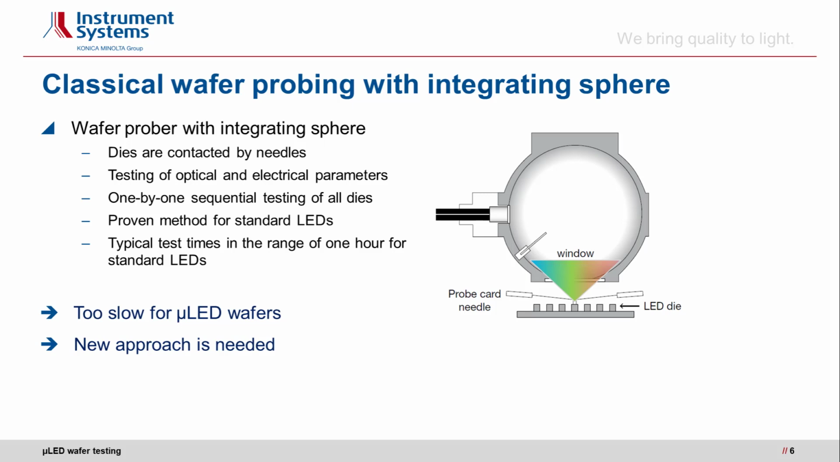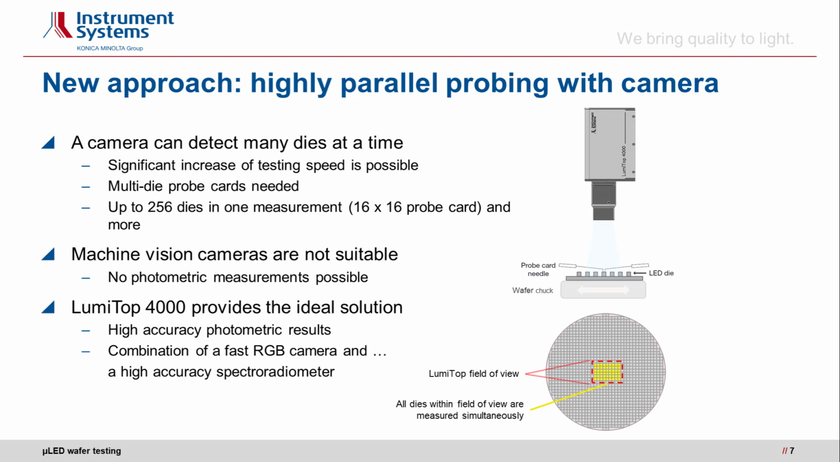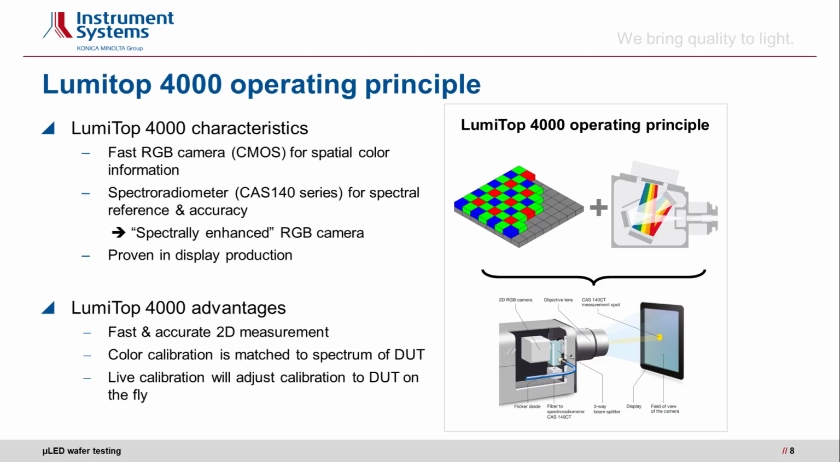This is a proven method for standard LED wafers, and typical test times are in the range of 1 hour for regular LEDs. Now, with a huge number of LEDs on a micro-LED wafer, this process is way too slow for micro-LED wafer testing. Therefore, we need a new approach, and we have come up with the following solution, which is highly parallel testing with a camera. The big advantage is that a camera can detect many dies at one time. This way, an increase of testing speed is possible, and it can be a very big increase, as we see on the next slides.